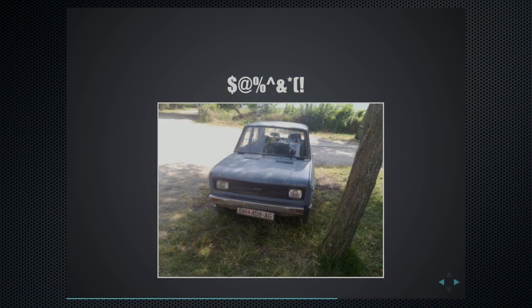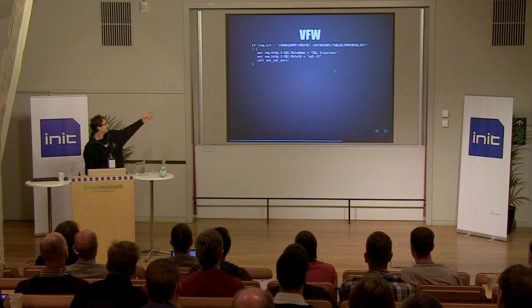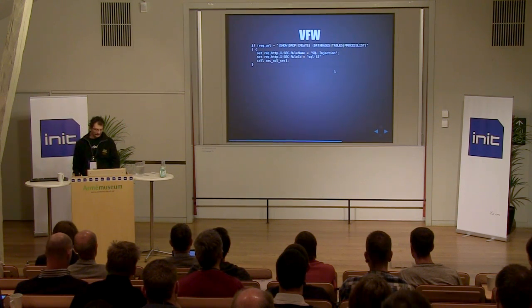That's old school. What we really want is the Varnish firewall, which has rules that look like this. There's a URL, you look for some common SQL statements, and you say, oh, that's SQL injection. The rule ID gets assigned, and we call our severity 1 handler.